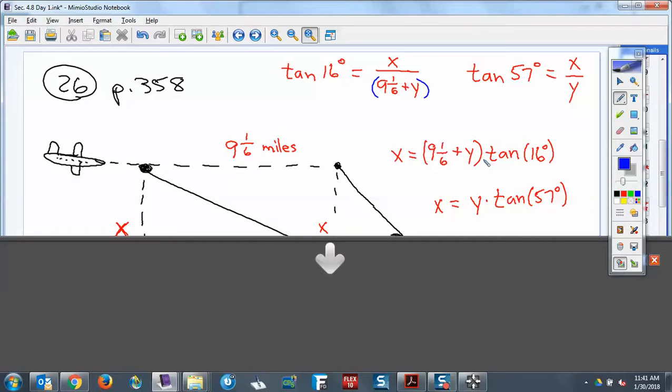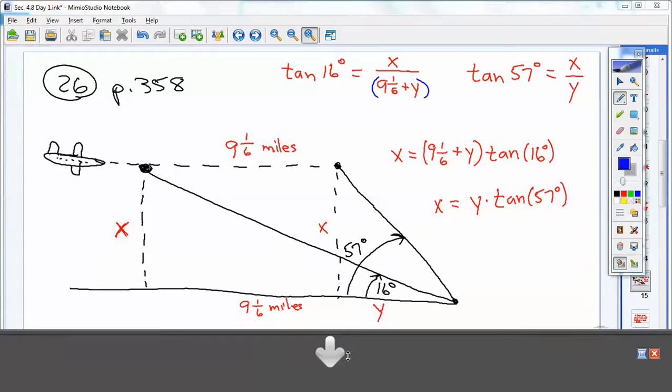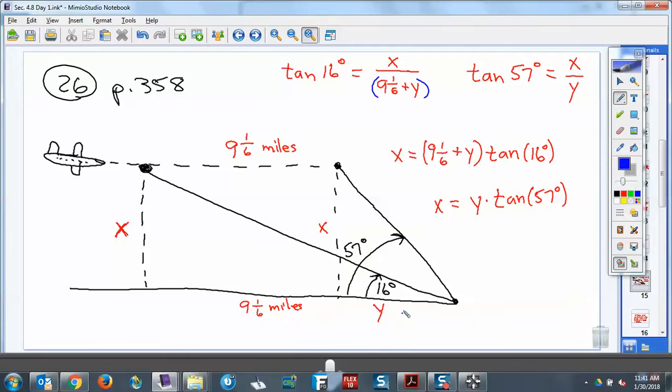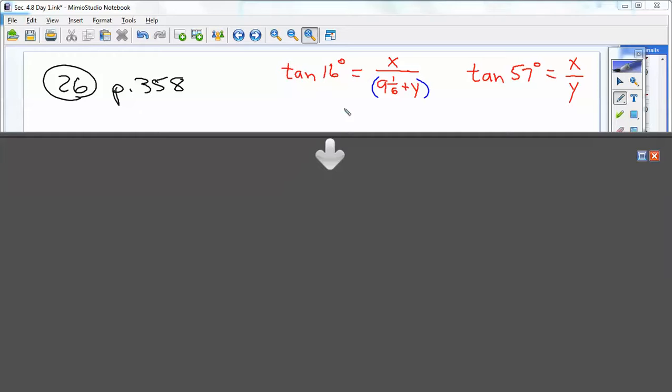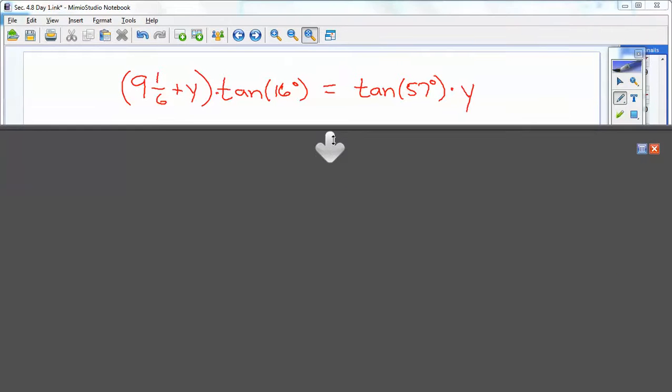If they're both equal to X, that means what? If they're both equal to X, they're equal to each other, okay? So we can just set them equal to each other. So now we have an equation with a Y in it, and now we solve.